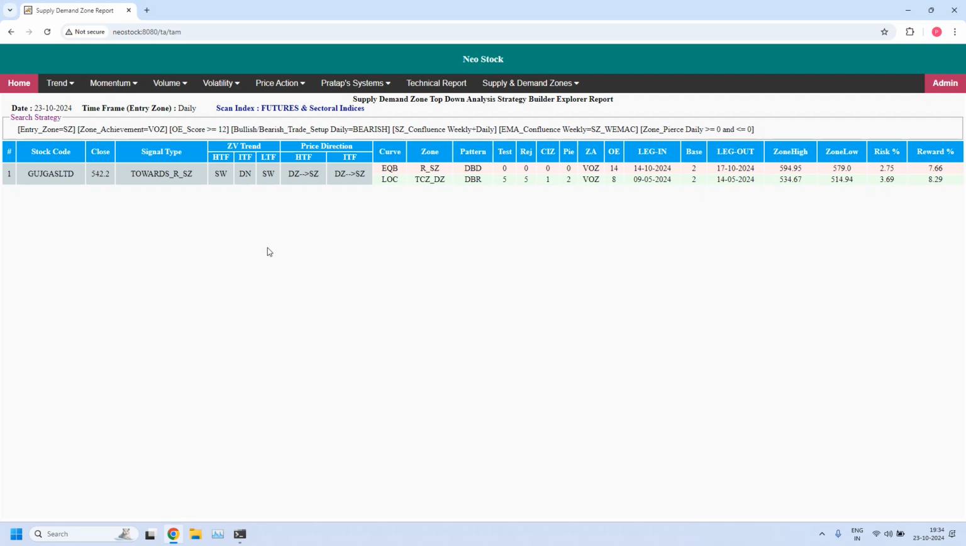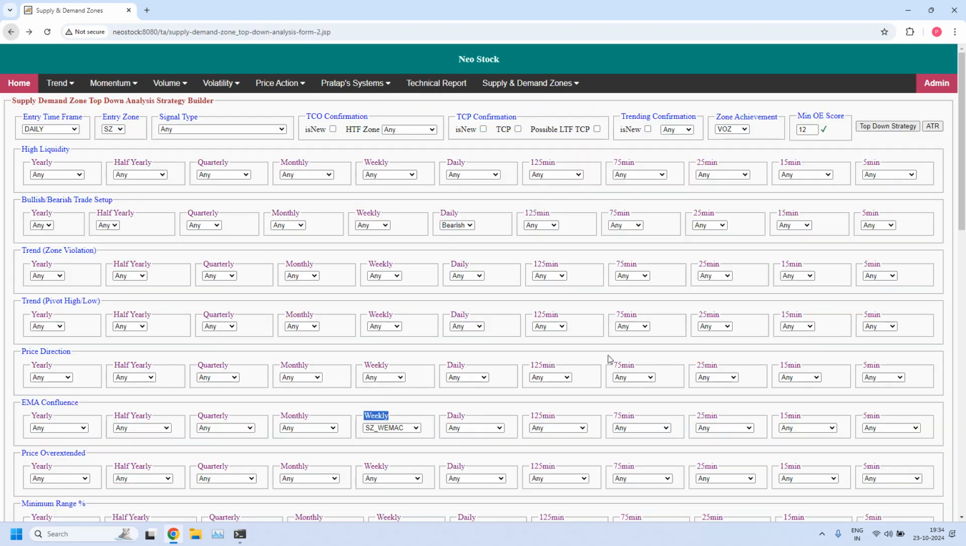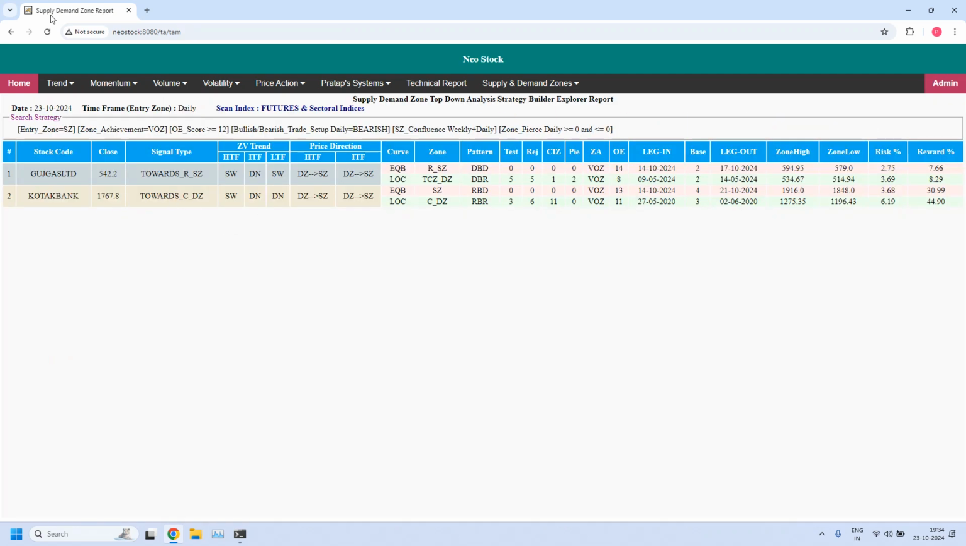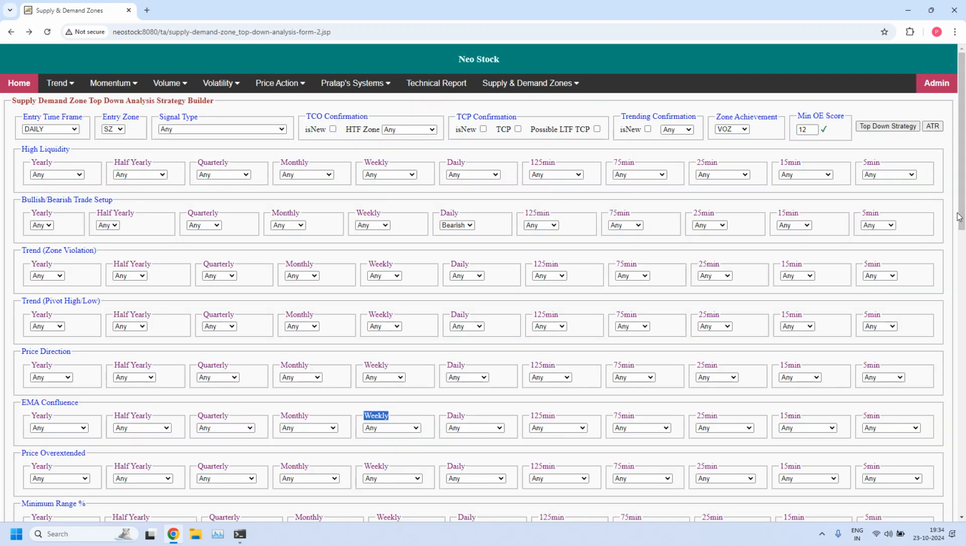Okay, next let us look for LTF, ITF, HTF confluence. Earlier we got three stocks with EMA confluence. ITF confluence, I think two stocks only we got, right? Two stocks. Yeah, in these two, any HTF confluence, let's verify.